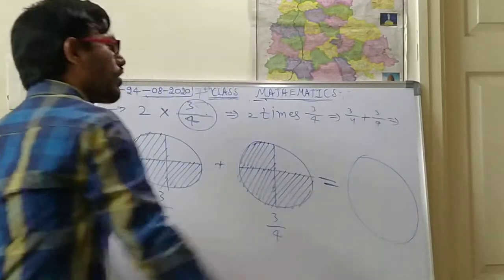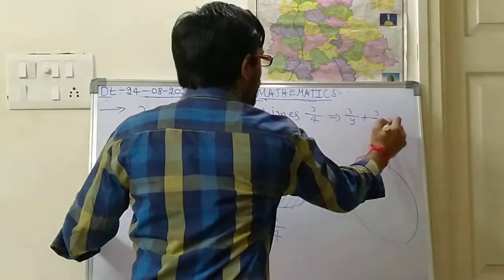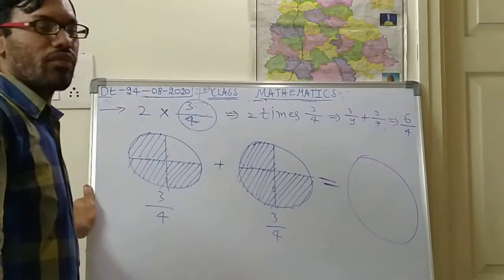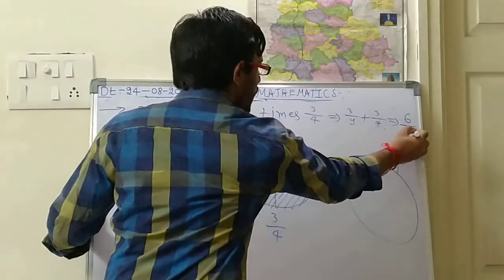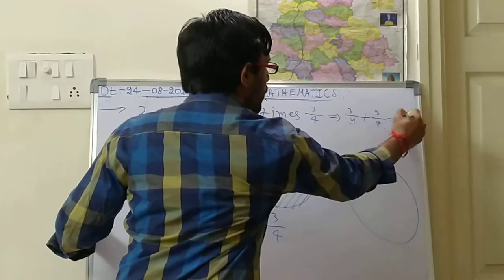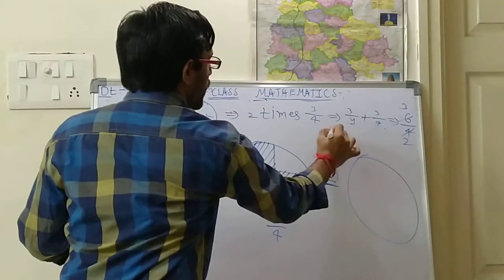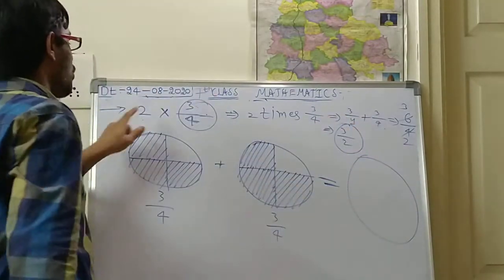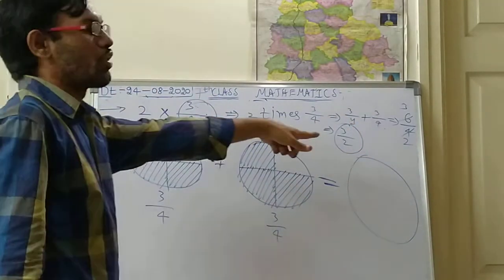So what is 3 by 4 plus 3 by 4? Denominators are the same, so you should add the numerators. So 6 by 4. 6 by 4 means here you can take the cancellation. 2 2s are 4, 2 3s are 6. That means 3 by 2. 2 into 3 by 4 means 3 by 2 is the answer.